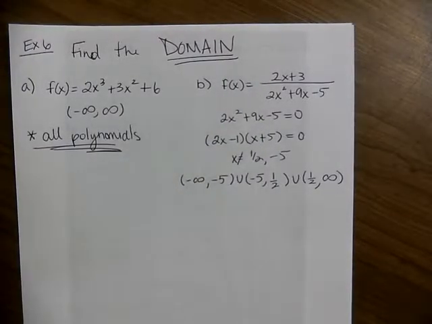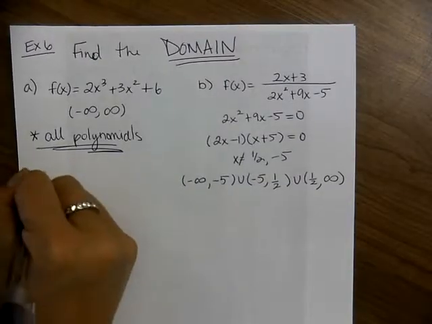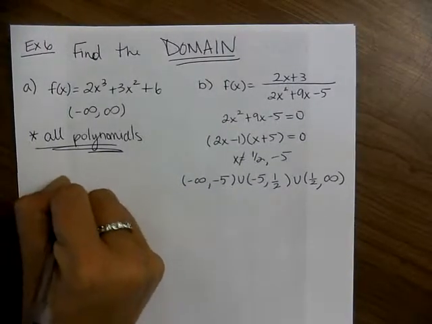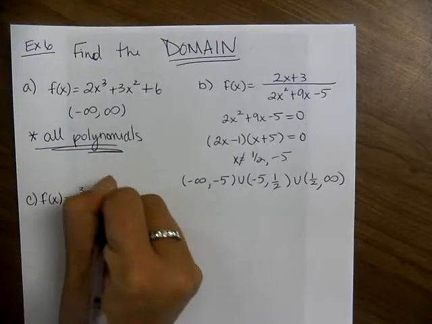Okay, so this is a rational expression. When you have that, you take the denominator, you set it equal to 0, you're solving for the values x is not allowed to be. Okay, that's how you do those. Okay, what if I give you this? F of x equals the cube root of x minus 6.